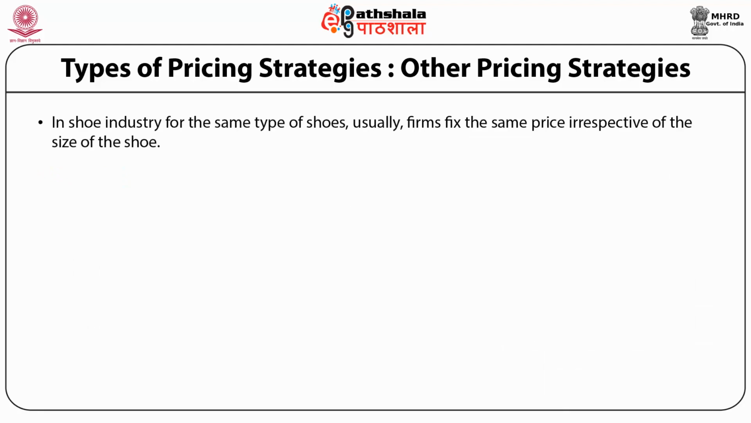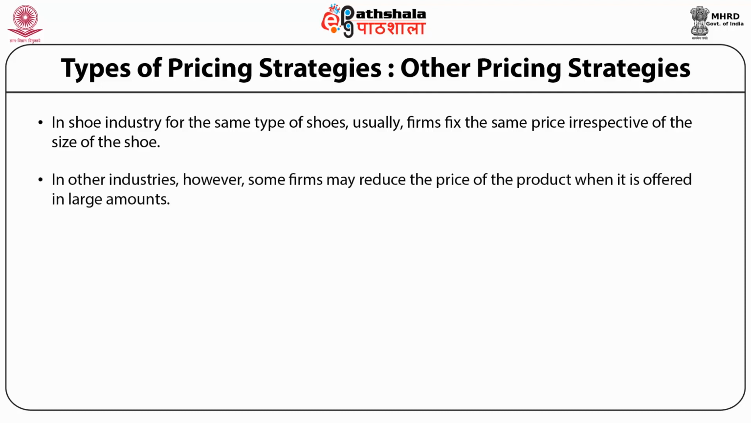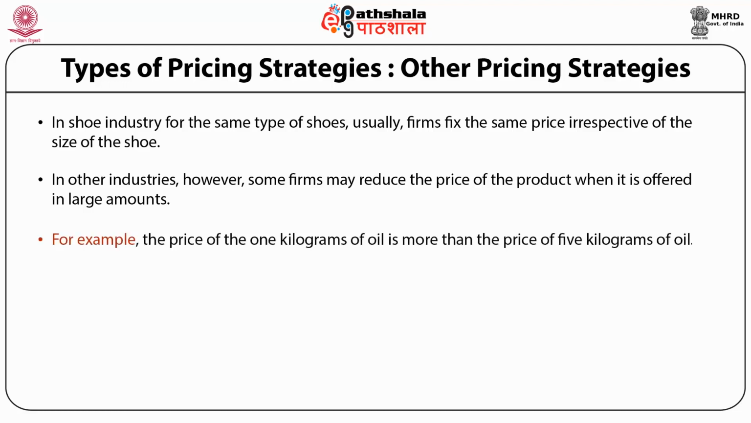In the shoe industry, for the same type of shoes, usually the firms fix the same price irrespective of the size of shoes. In other industries, however, some firms may reduce the price of the product when it is offered in large amounts. For example, the price of 1 kilogram of oil is more than the price per kilogram of 5 kilograms of oil.